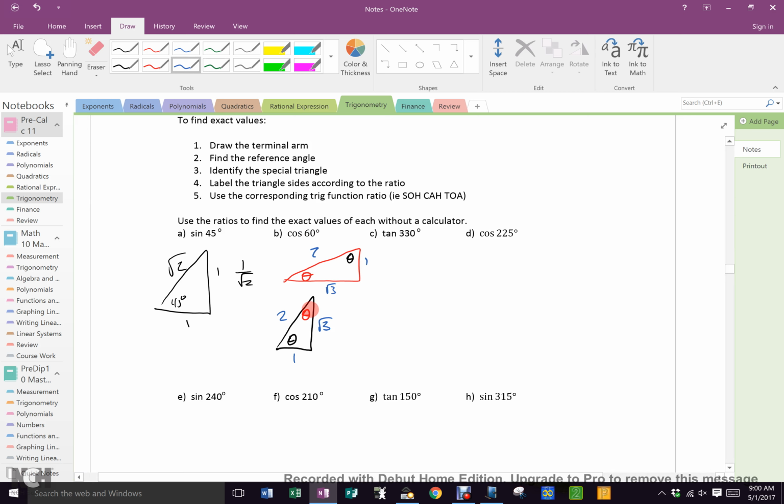The red ones are the 30. The black ones are the 60. So what's the cos of 60? Good?